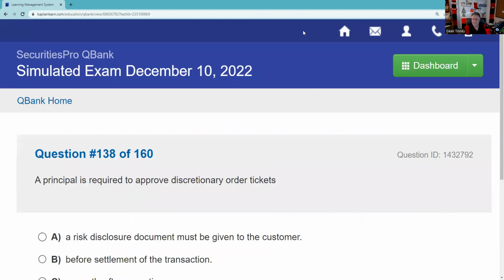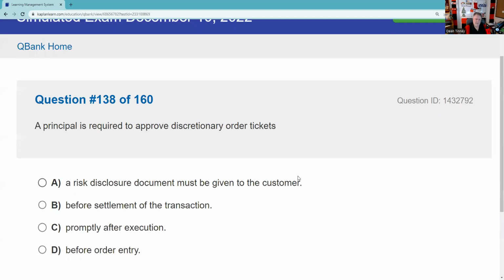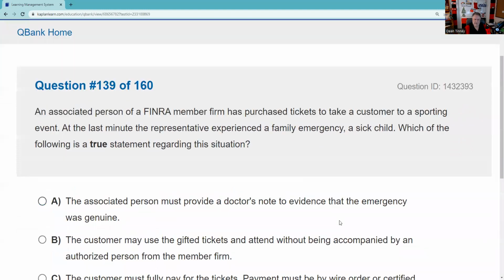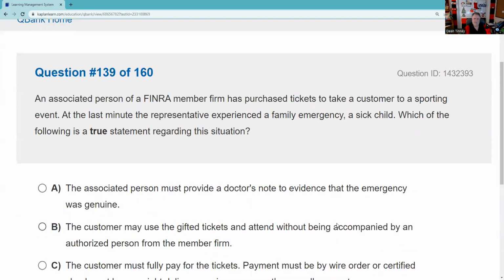138. A principal is required to approve discretionary order tickets promptly after execution. 139. An associated person of a FINRA member firm has purchased tickets to take a customer to a sporting event. At the last minute, the representative experienced a family emergency, a sick child. Which of the following statements is true regarding this situation?